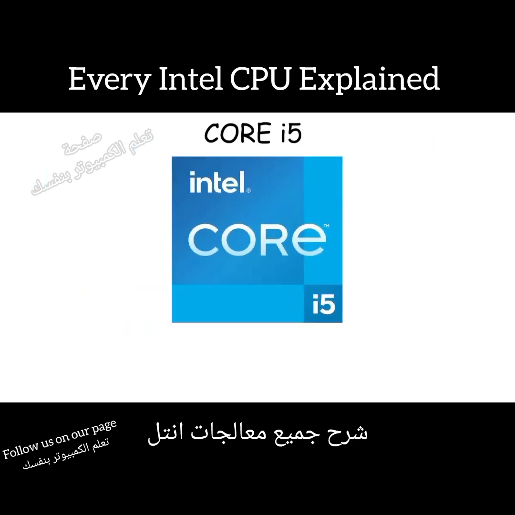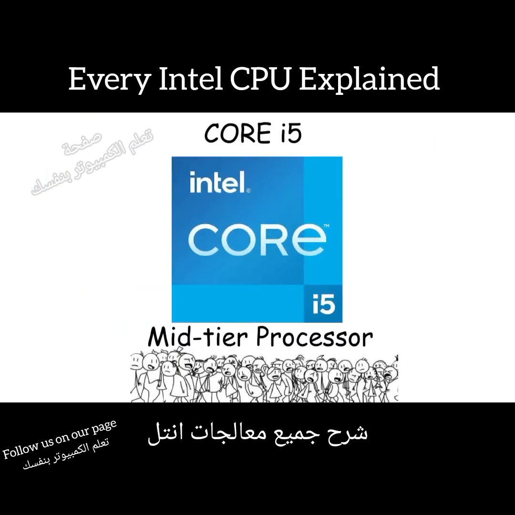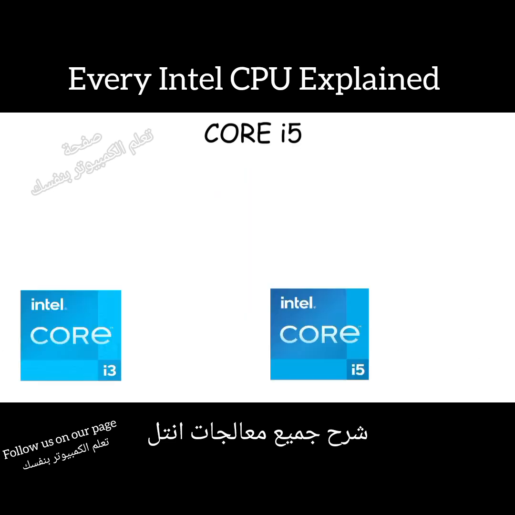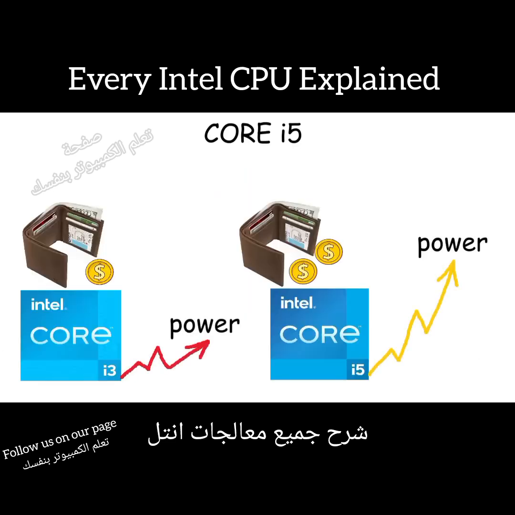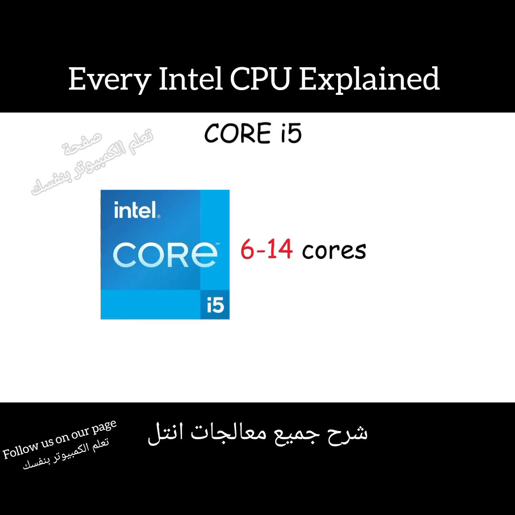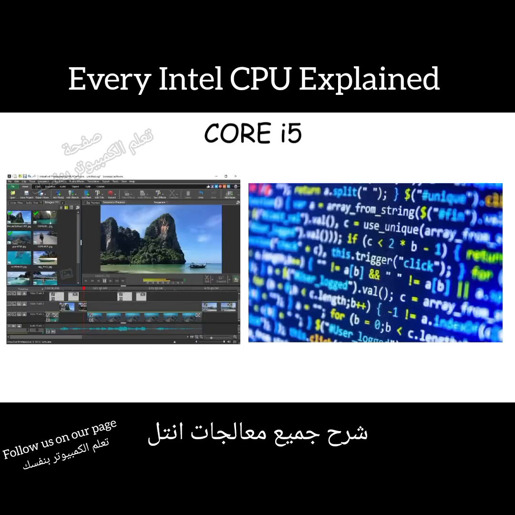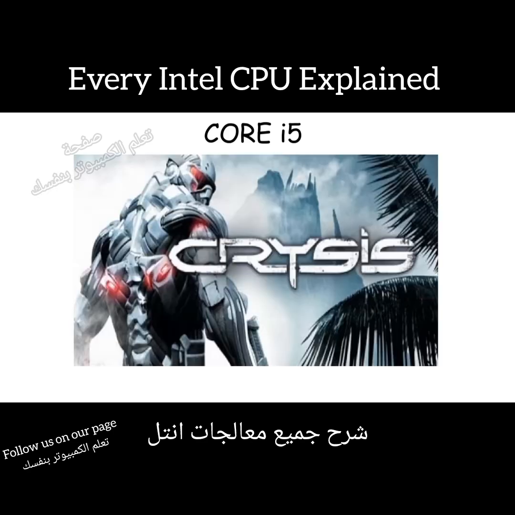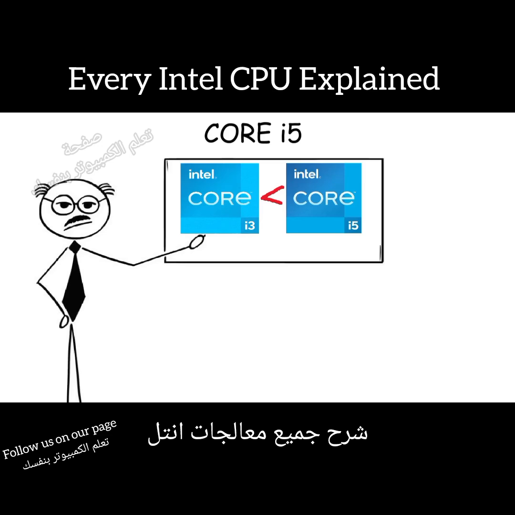Core i5. Intel Core i5 is the mid-tier processor and also one of the most used CPUs by a lot of people. That's because it's still cheap, but also more powerful than Intel Core i3. i5 processors come with 6 or even 14 cores, which makes them good enough for doing photo or video editing, programming, and of course, gaming as well. But just a side note for you, a higher CPU tier doesn't always mean it's a lot faster and stronger if it's from an older generation.